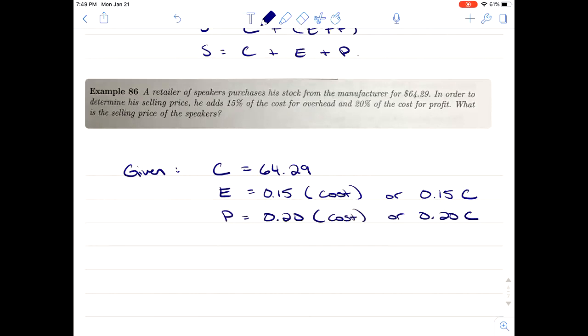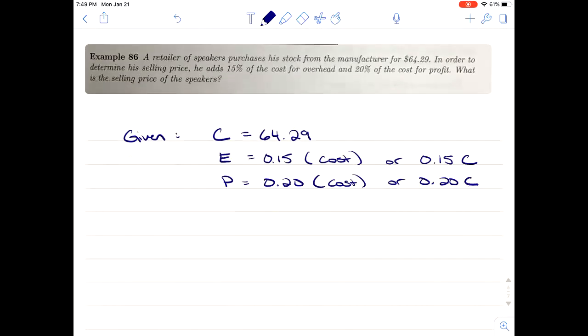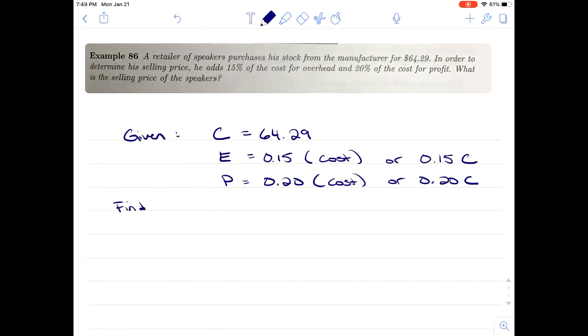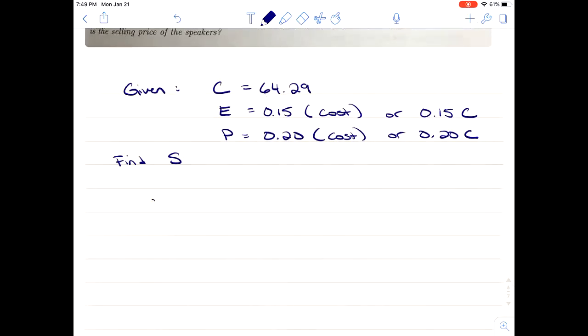You can solve this two different ways. If you wanted to, you could plug in C because you know it, and solve for each of those values. Remember, the goal is to find S, the selling price. We have C, we have E, and we have P. You just pick the formula that looks good. Usually it's going to be the one with the least amount of work that you have to do. And so we've got S is C plus E plus P.